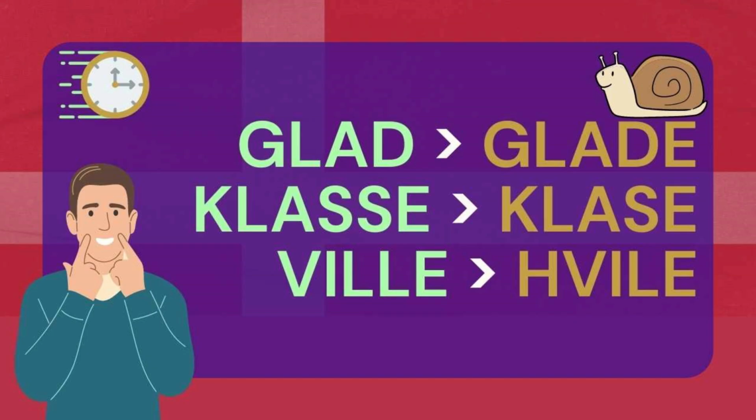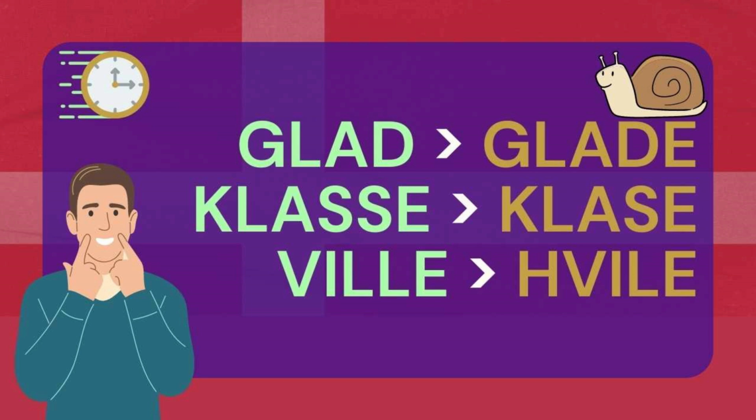Ville, hvile. One more time. Glad, glad. Klasse, klase. Ville, hvile. So you can hear the green is a shorter sound, the brown is a longer sound. And that's a general rule that you can apply to many Danish words.